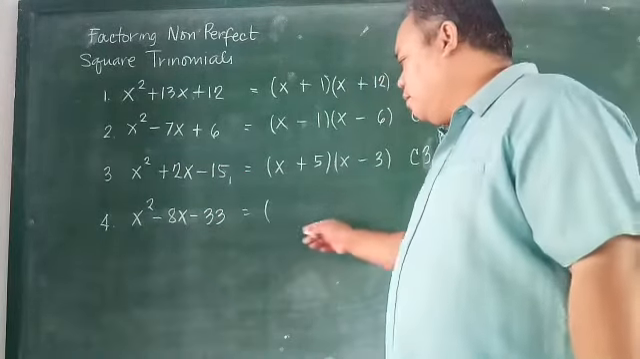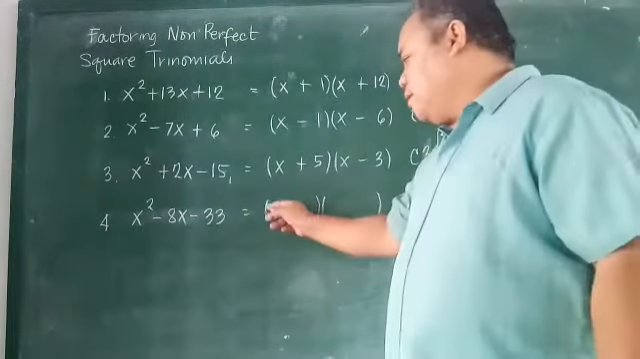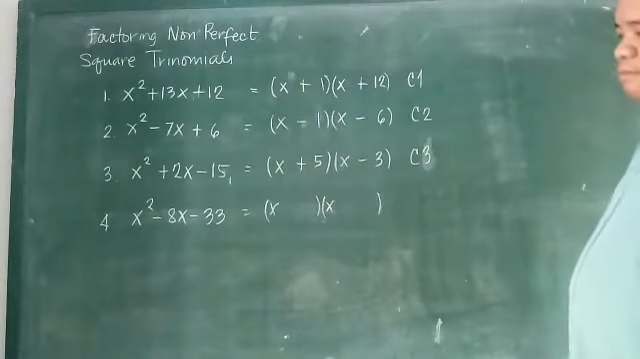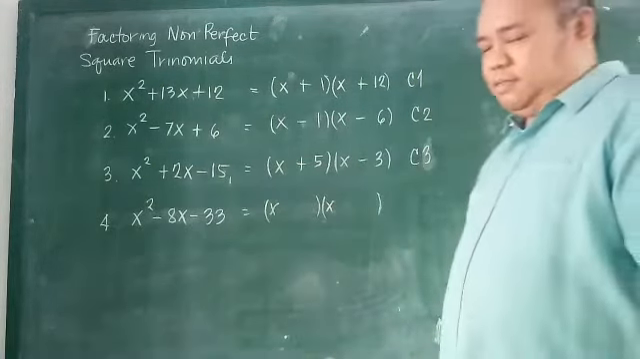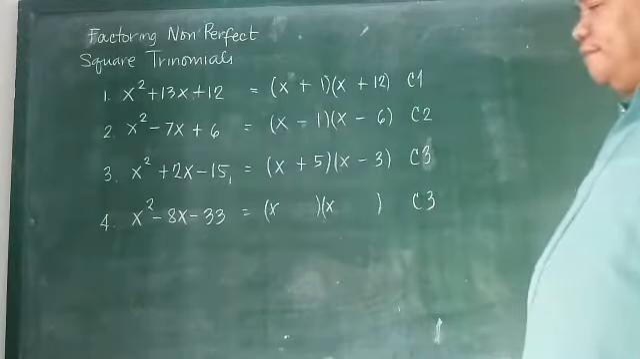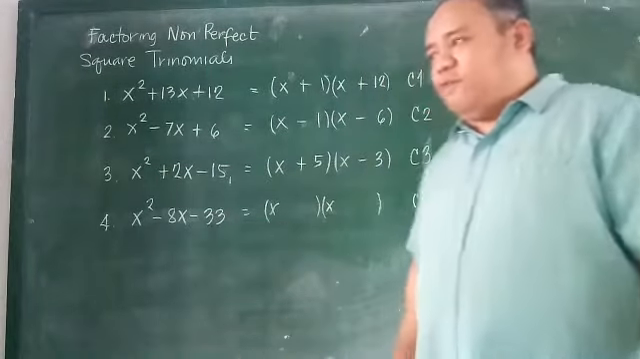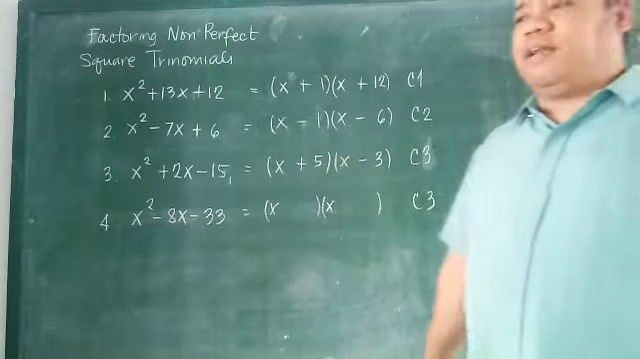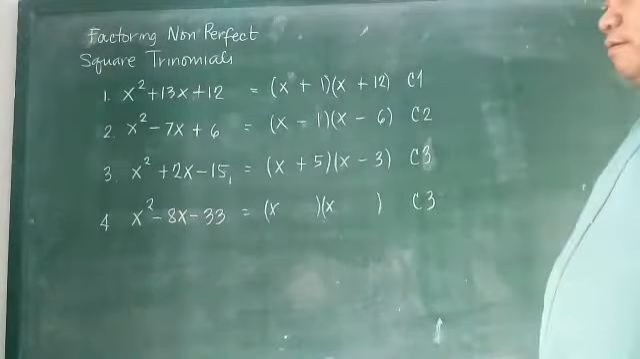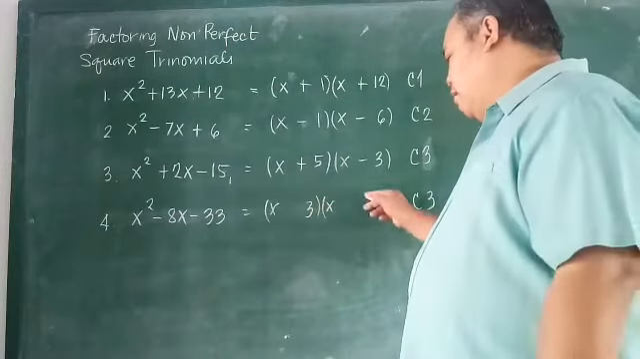So what about this one? This x and this x. It falls under what classification? What do you think? Since the last term is negative, it falls under class 3. Class 3 yan, kasi yung last part niya is negative. Now, think of a number which is 33. If you multiply, it is 33, but if you subtract, it will give you negative 8. Okay, think of a number. Di ba, that is 3 and 11.